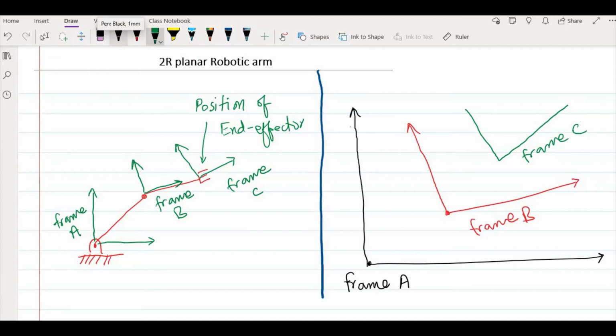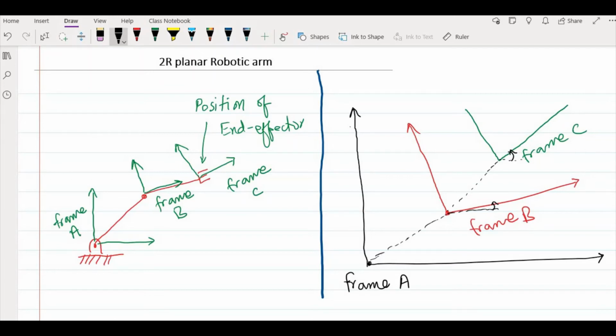So if you want to find out their angles, this is the translation between frame A and frame B, and this is the translation between frame B and C, and the angle of rotation can also be calculated by which they are translated and by which they are rotated.